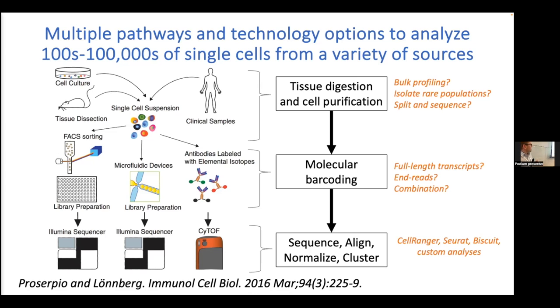So here are some of the design decisions at these three steps to consider. Do you have bulk profiling data? Is the plan to do single cell and to combine that with bulk profiling data? Are you interested in all cells in a tissue, or do you actually only care about a subset? You only care about T cells, so go through a specific manipulation to isolate T cells: flow cytometry, bead selection. Molecular barcoding, are you going to do full-length transcripts? Are you going to do just the end reads like is done with the 10x Genomics platform? Each of these has to be a conscious decision as you set up your experiment.